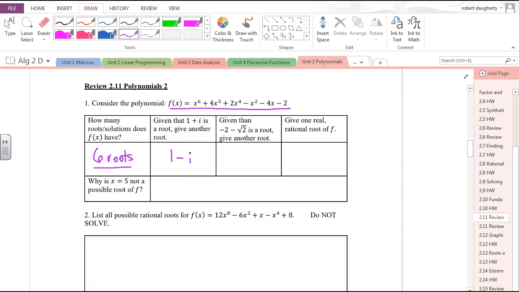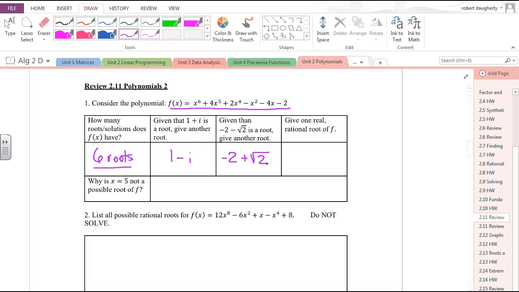Given that negative 2 minus root 2 is a root, give another root. We have the irrational conjugates, so if negative 2 minus root 2 is a root, then negative 2 plus root 2 also has to be a root or a solution.